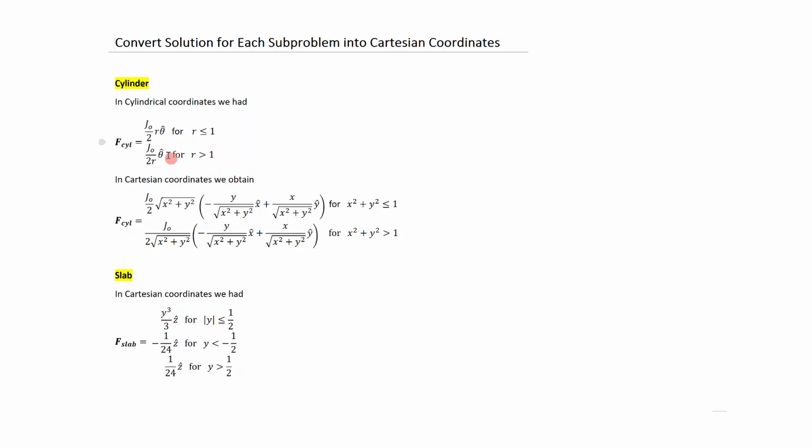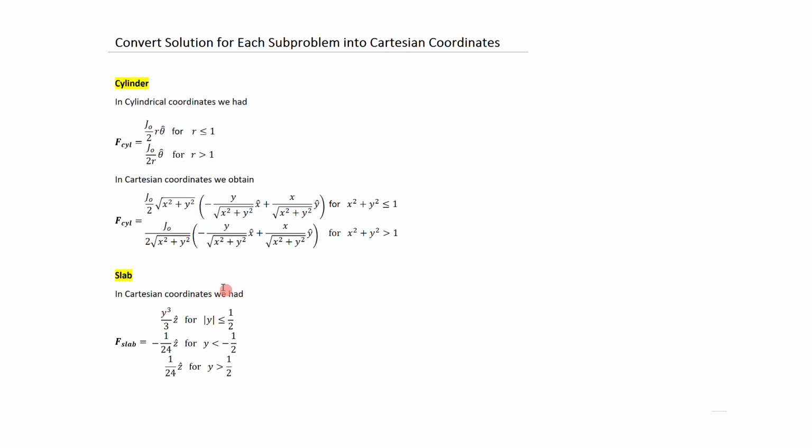Now, to convert this into Cartesian coordinates, we make use of the relationship between theta hat and x hat and y hat, which is this expression that you see here. And r is just the square root of x squared plus y squared. So this is the equivalent expression for the field inside the cylinder in Cartesian coordinates, and this is the expression for the field outside the cylinder in Cartesian coordinates.